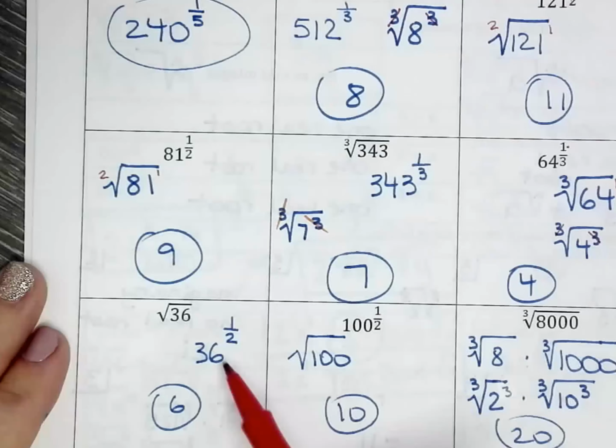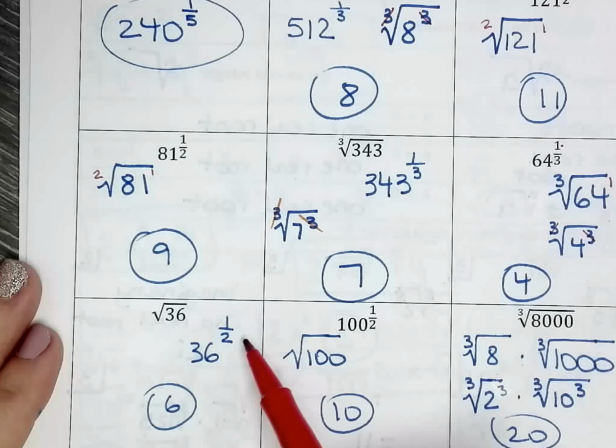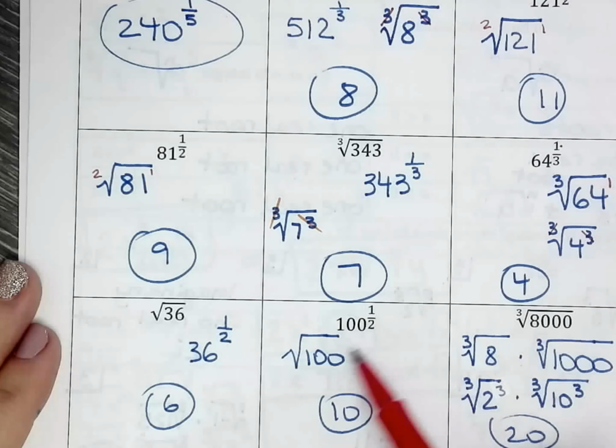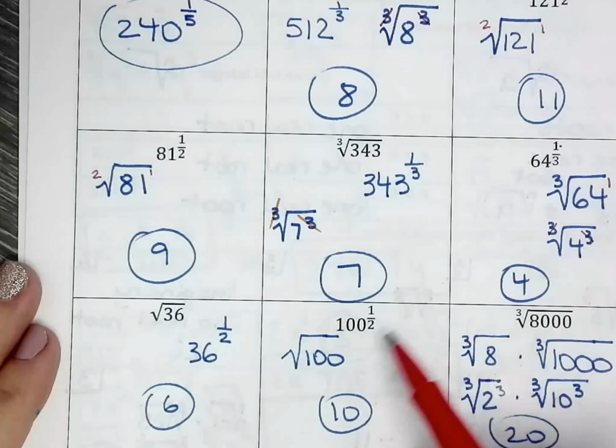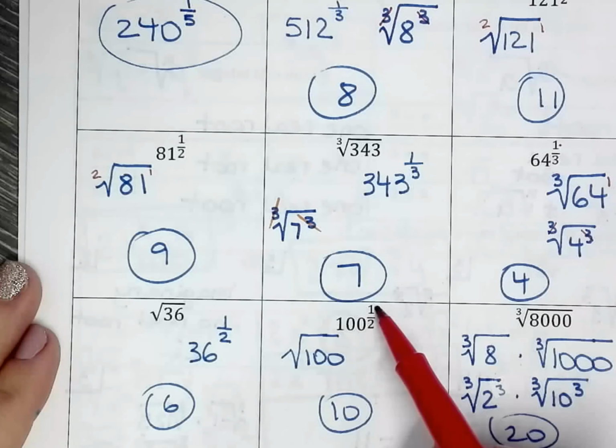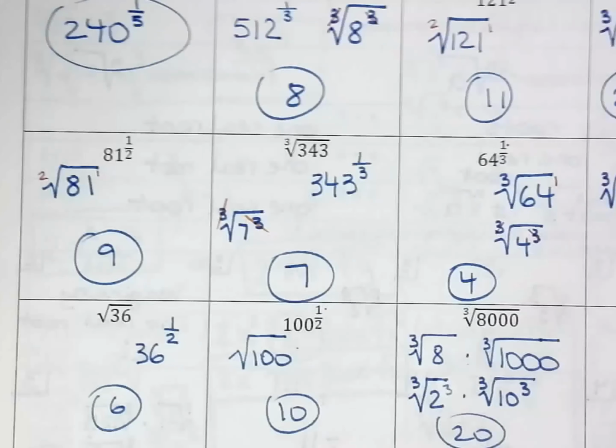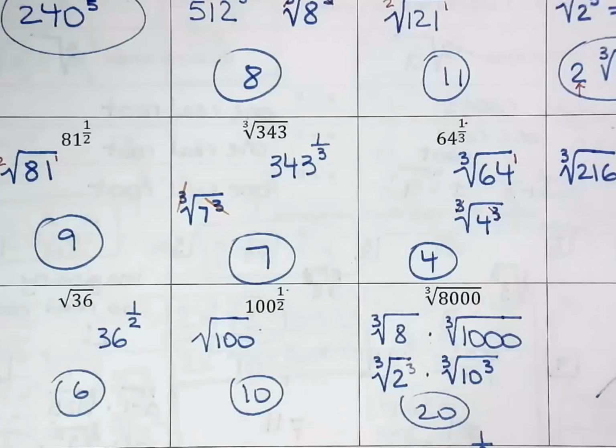Here, square root of 36 is 6, but this is just part of the process to rewrite this as a rational exponent, and we did just that. Same thing right here, square root of 100 is 10. Why is it square root? We already know that. All right, let's get going.